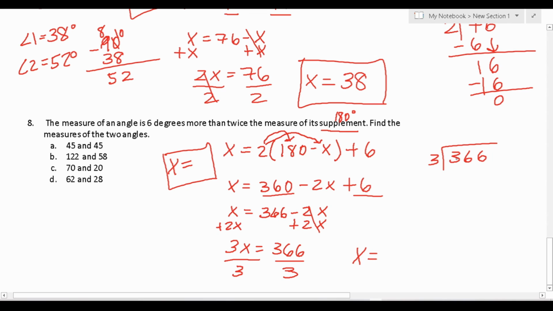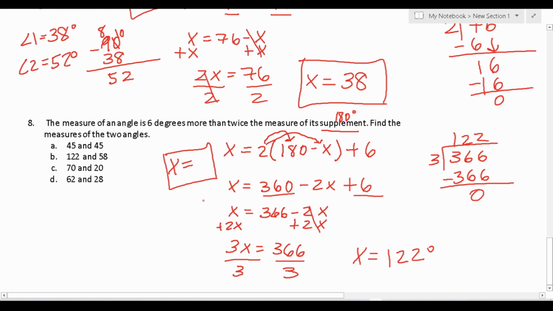And this one's pretty straightforward. 3 goes into 3 one time, 3 goes into 6 two times, 3 goes into 6 two times. Therefore, I know 3 times 122 is going to be 366 even. So there's going to be no remainder. Okay, so in other words, the measure of one angle in this case is going to be 122 degrees.